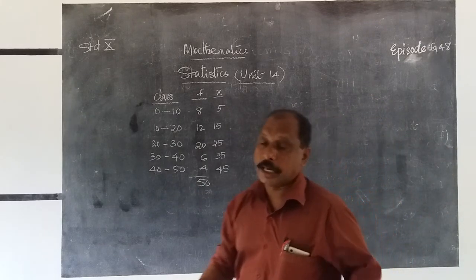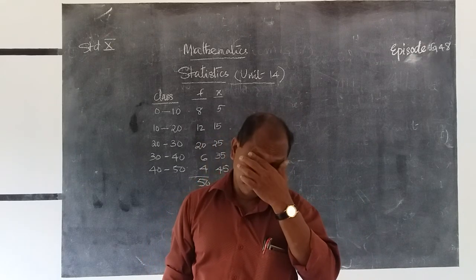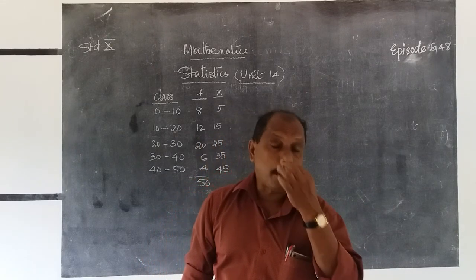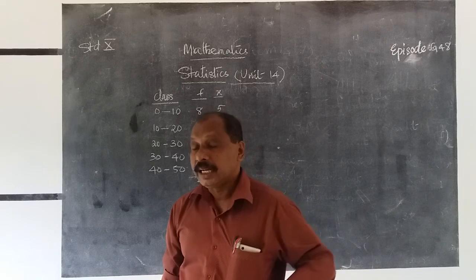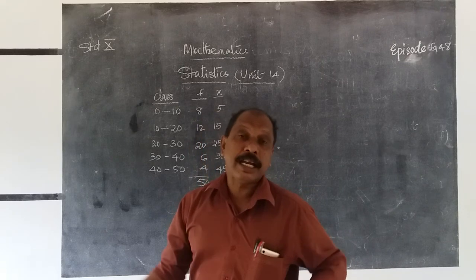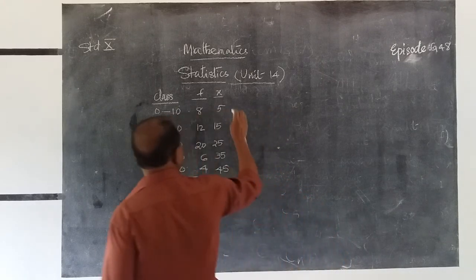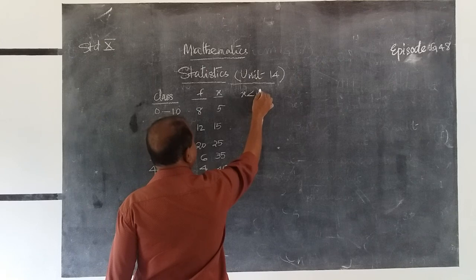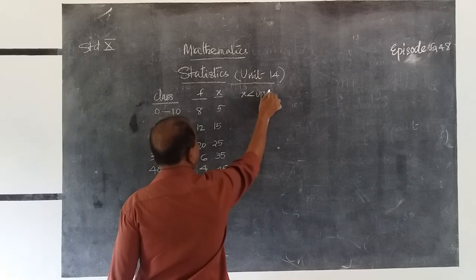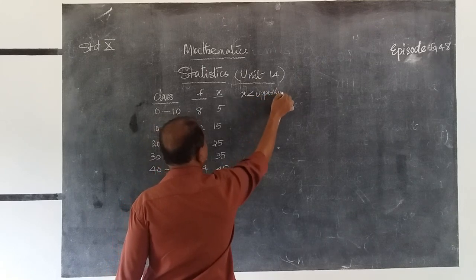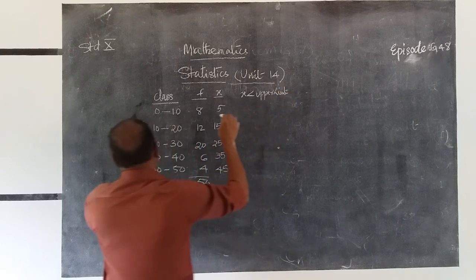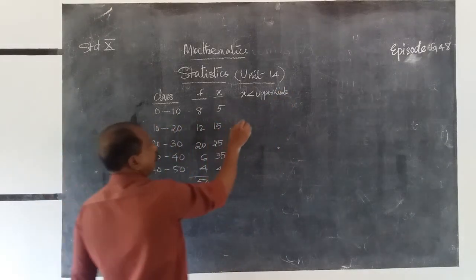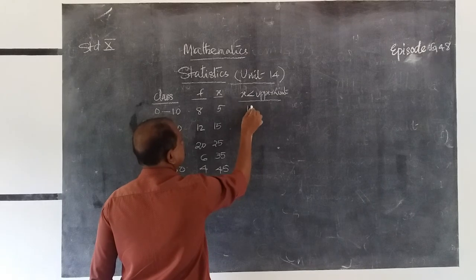Then, for example, let us consider all the numerical values less than the upper limit. That means x less than the upper limit, that is, x less than 10.